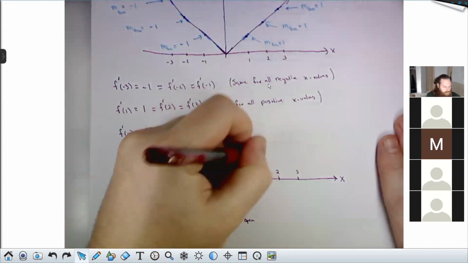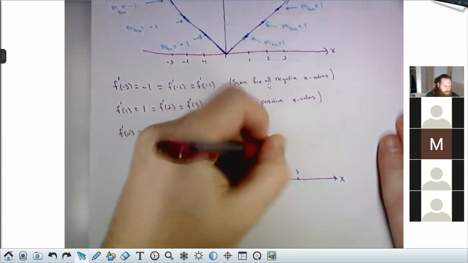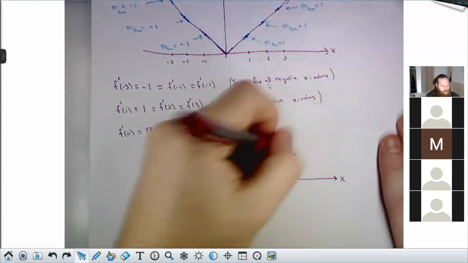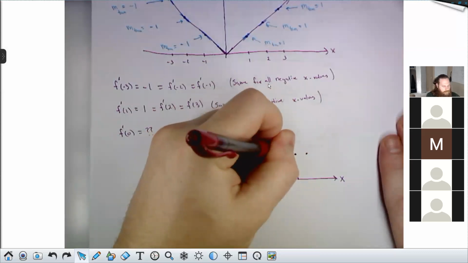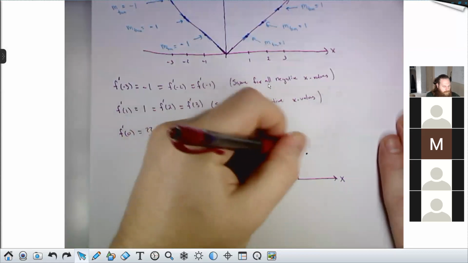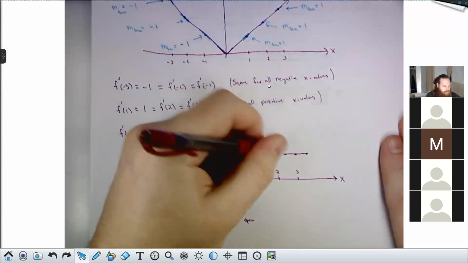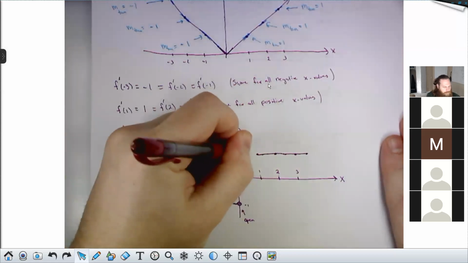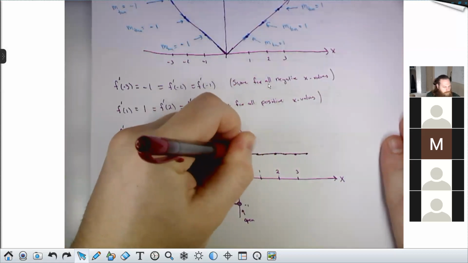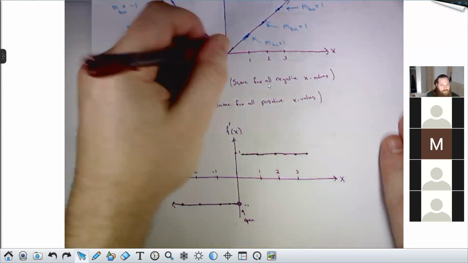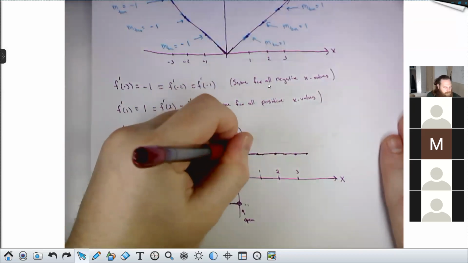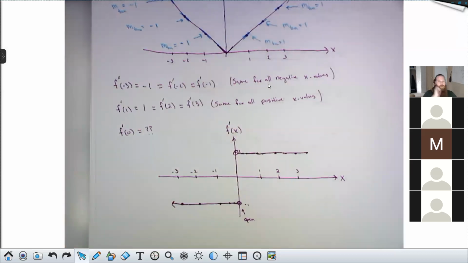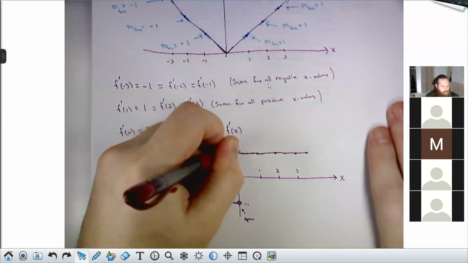Now at 1, we know the slope of the tangent line is 1. At 2, the slope of the tangent line is 1. At 3, the slope of the tangent line is 1. At 3.5, 2.5, 1.3, everywhere to the right of 0, the slope of the tangent line is 1, even at positive 1/2 and positive 1/3. But right there at 0, the slope of the tangent line certainly isn't 1. So like it is down there, this is also open.